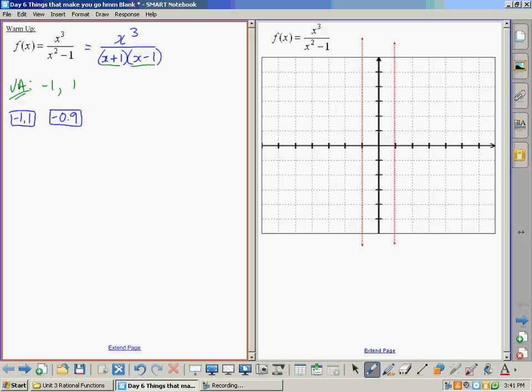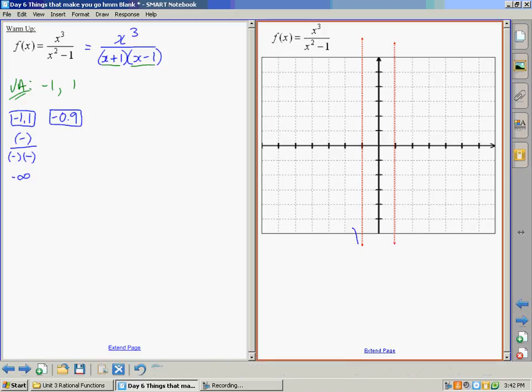When I plug in a negative on the top, it's cubed, so it'll go negative. On the bottom, -1.1 plus 1 is going to go negative. The plus 1 is not enough to get us back to the positive side. And then -1.1 minus 1 still stays negative. On the bottom, I'll have positive. A negative divided by a positive is negative infinity. So over on my graph, just to the left of the first asymptote, it's going to go down to negative infinity. I'm going to guess the other one goes up, but that's not always guaranteed.